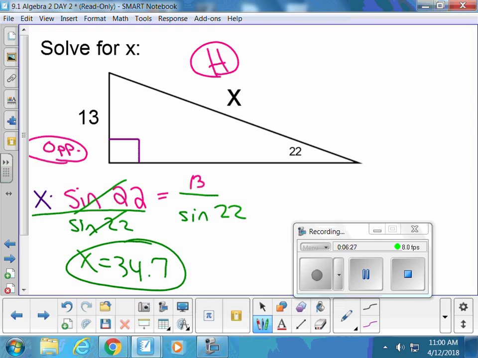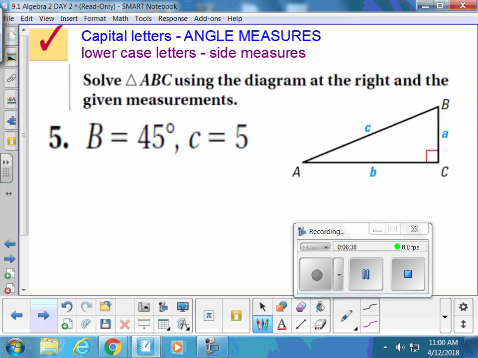I do want to have a brief discussion about something with capital letters and lowercase letters that will be true the rest of the chapter. If you ever see a capital letter, it's an angle measurement. So see how they do capital B is 45? If you ever see a lowercase letter, lowercase c, then that is going to be a side measurement. That's just a thing that they like to do in math to keep the sides and the angles different.